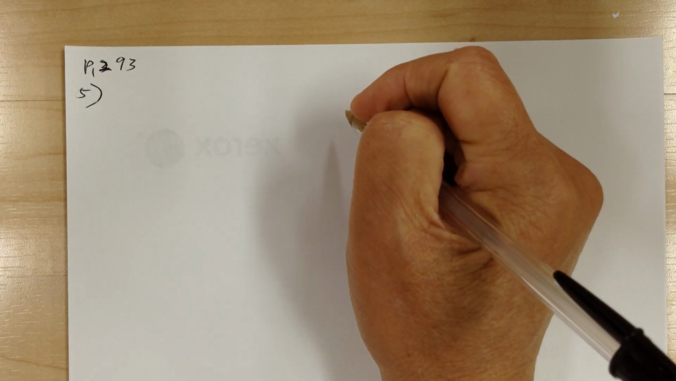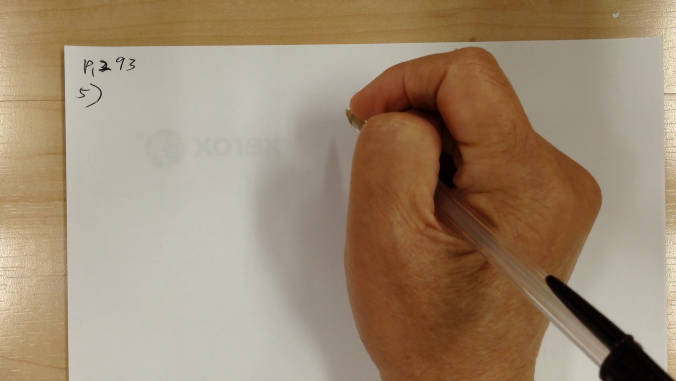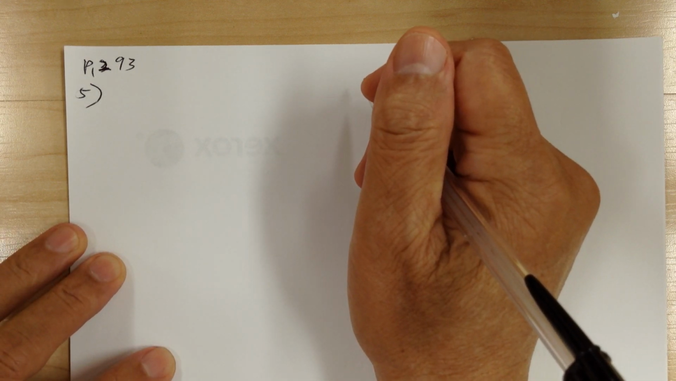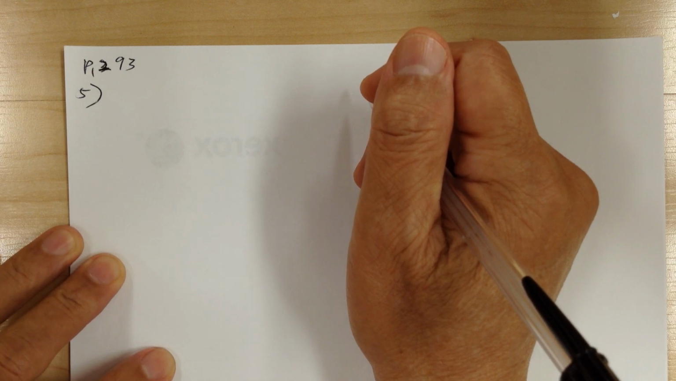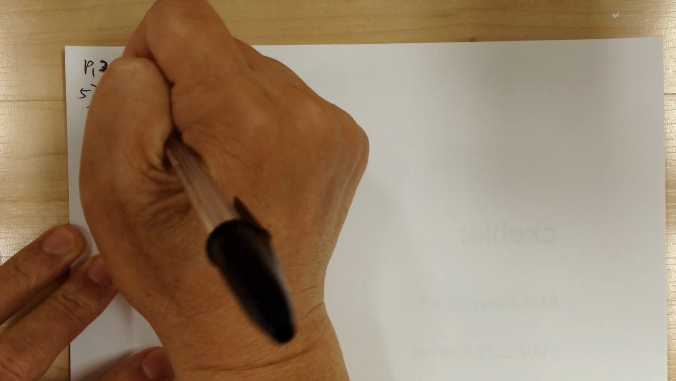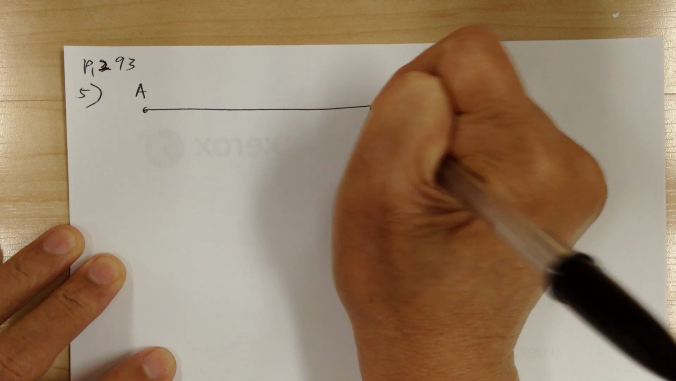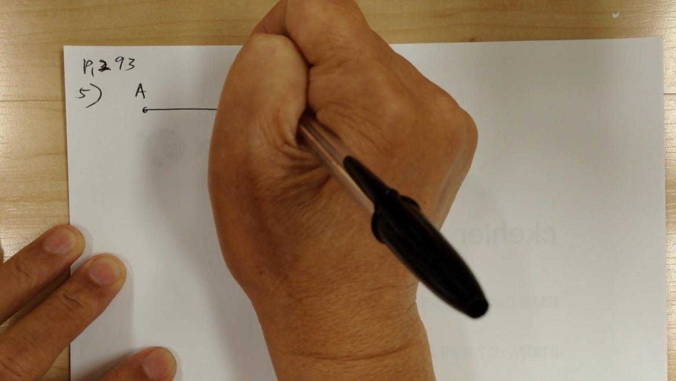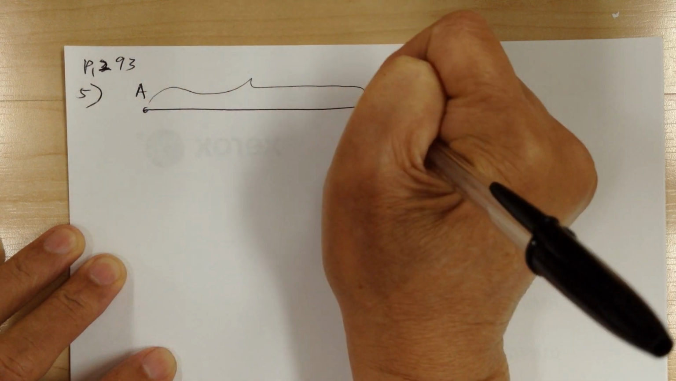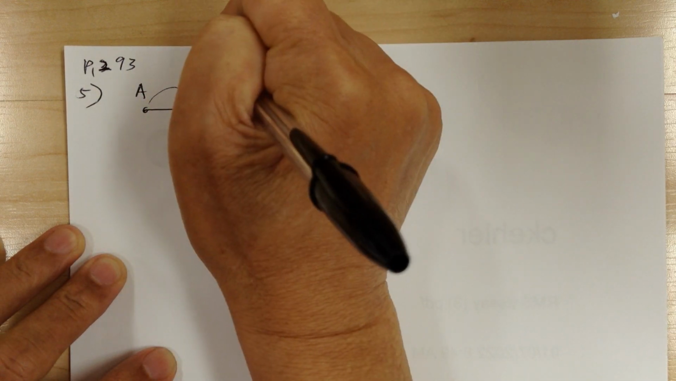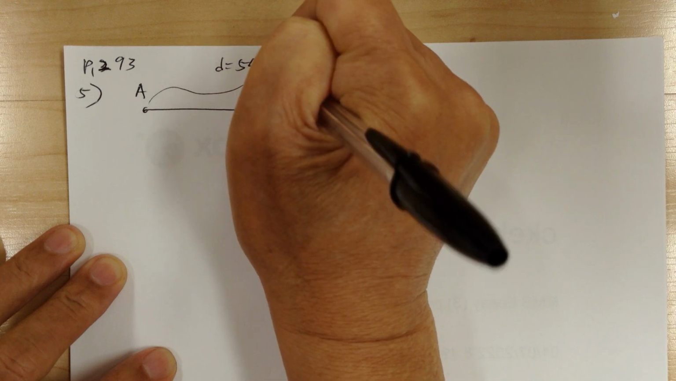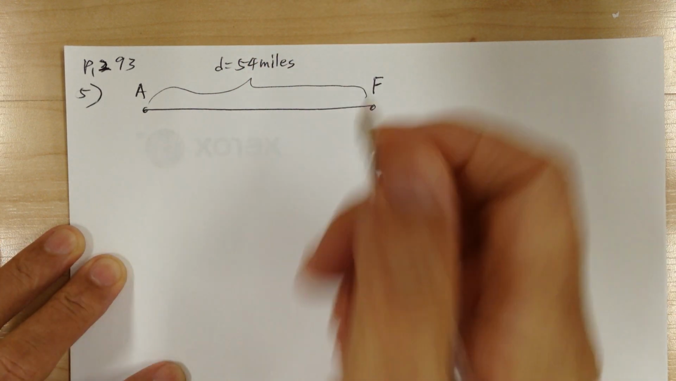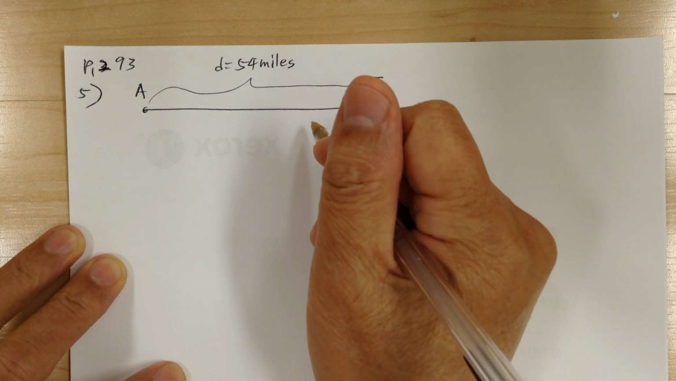Okay, number 5. Again, read through the problem. So this is the motion. So let's go and draw the picture. It says Anita and Felix live 54 miles apart. So here's your Anita, and here's the Felix, and they are 54 miles apart. Again, draw a picture to help you visualize.